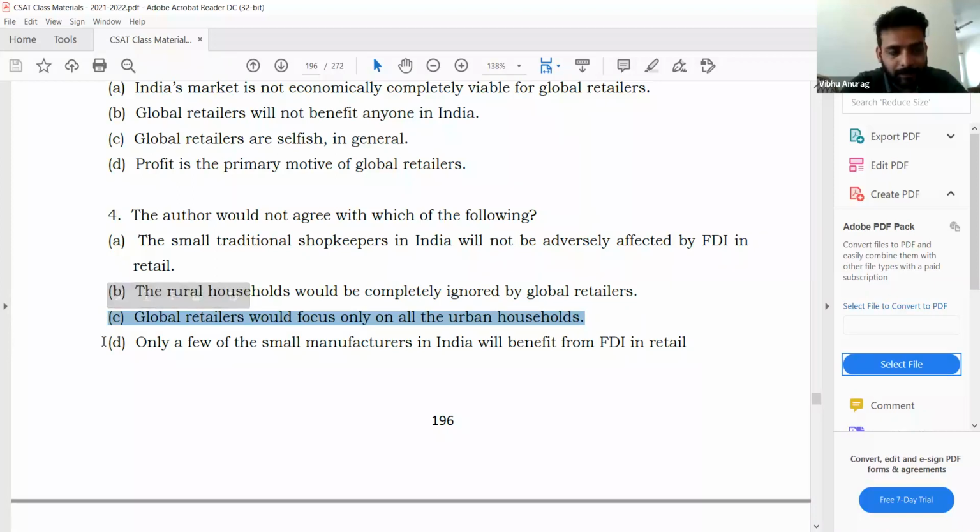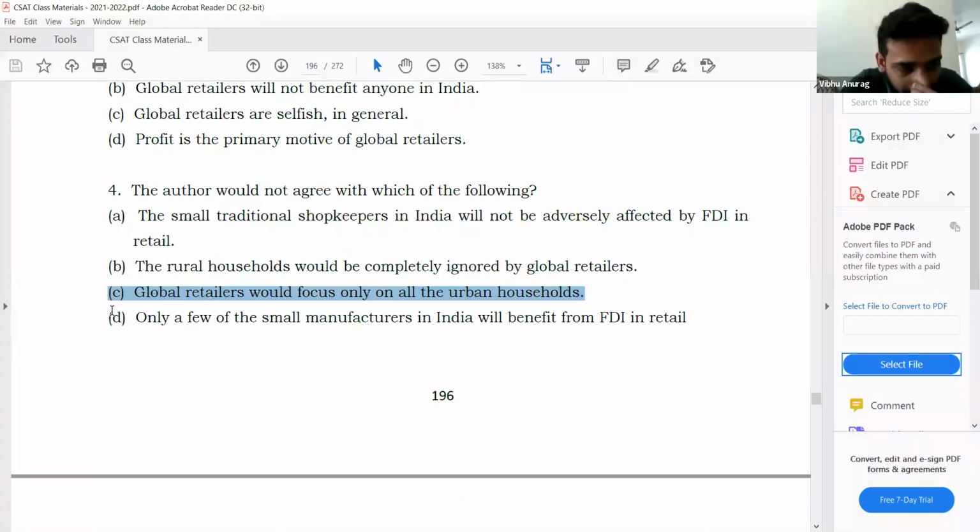Fourth answer is C. And option D, only a few of the small manufacturers in India will benefit from FDI in retail. He will agree with this as well. So D also agree. C is the one he will disagree with.